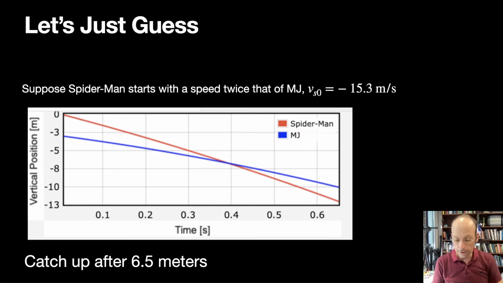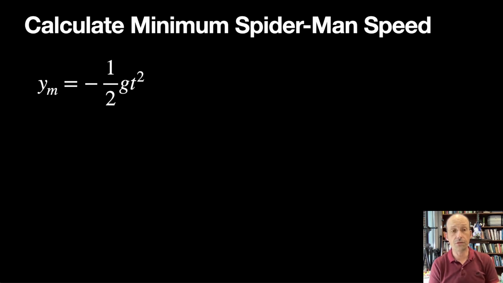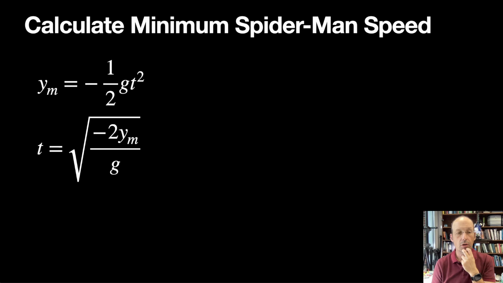But what about the minimum? What's the minimum speed that he would have to jump down with? He's jumping down, so he has a velocity that's not 0. And what would that velocity be? Okay, so let's start off with the position function for MJ. I think I'm switching this back, because she started with a position of 0 and a velocity of 0, then this would be her equation.